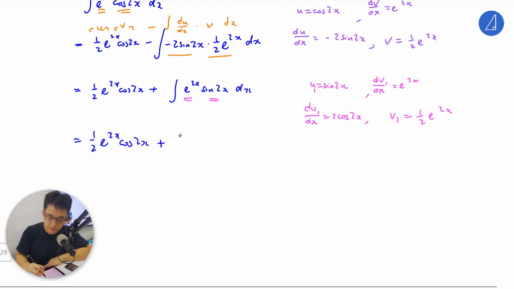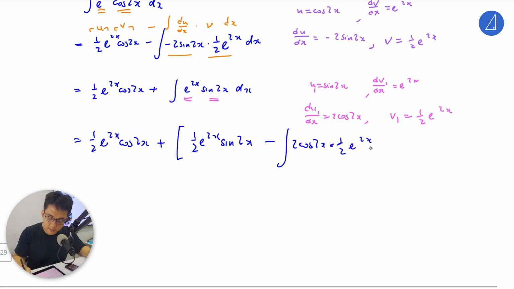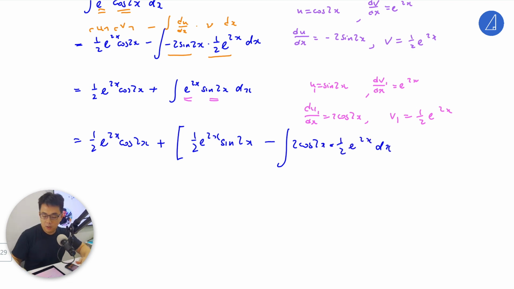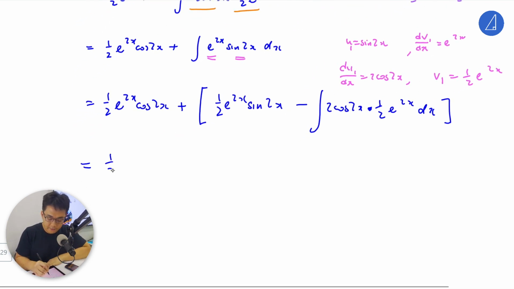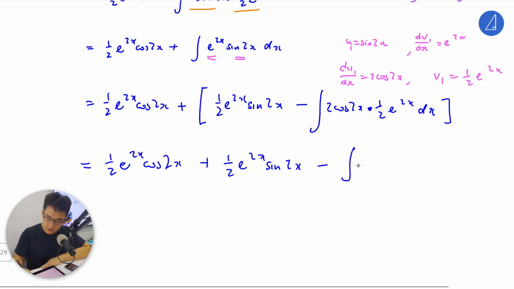So then when you do this, half e^(2x) cosine 2x, another by parts. So uv is half e^(2x) sine 2x minus the integral of 2 cosine 2x times half e^(2x) dx. Once you've done this already, you will get half e^(2x) cosine 2x plus half e^(2x) sine 2x minus the integral of e^(2x) cosine 2x dx.